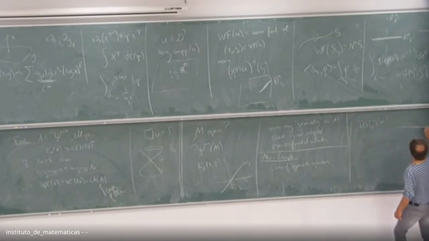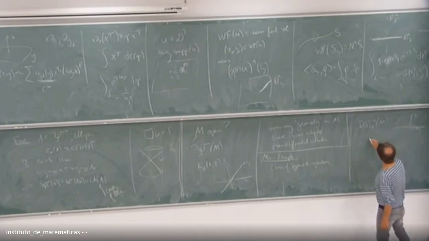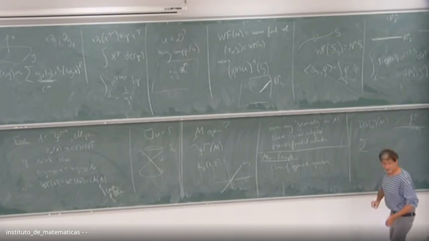Okay, so here M is a manifold with boundary. Again, I choose x and y as my boundary coordinates, and I'm going to describe a class of differential operators on this manifold with boundary, and here they are.